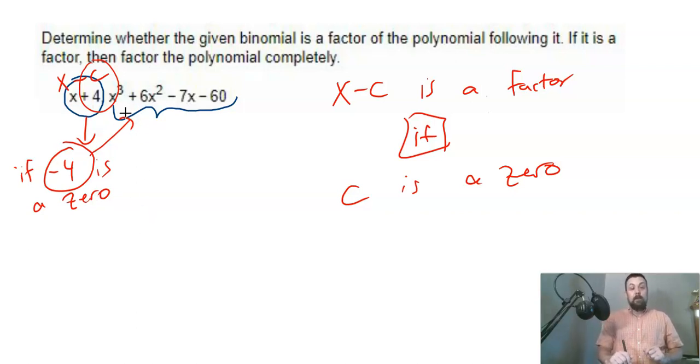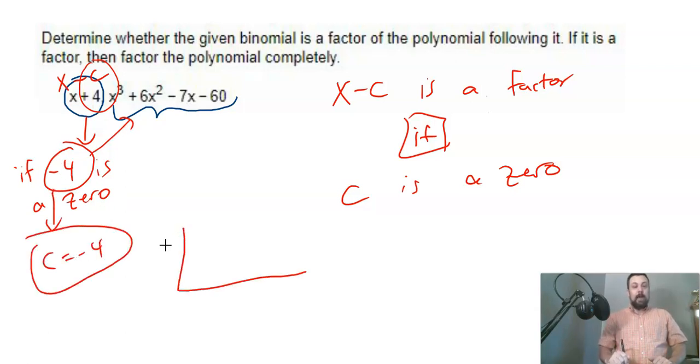If the remainder is 0 when I divide these two, that means negative 4 makes the polynomial equal 0, which means that negative 4 is a 0 of the polynomial, which means that x plus 4 is a factor, right? So that's how the remainder theorem connects in with the factor theorem. So we want to do a division. This is my value of c, right? C is equal to negative 4 in this problem. So we'll use that in our synthetic division.